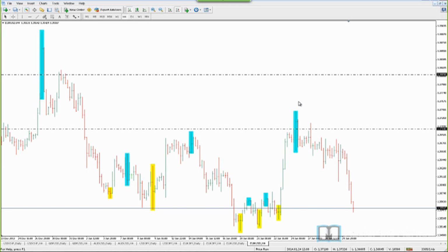So happy to do that, okay? Because I appreciate this is a tricky strategy to get your head around, but we could explain it a little bit better one-on-one. We'll get a little bit more interaction. But in essence, that is the price run strategy.